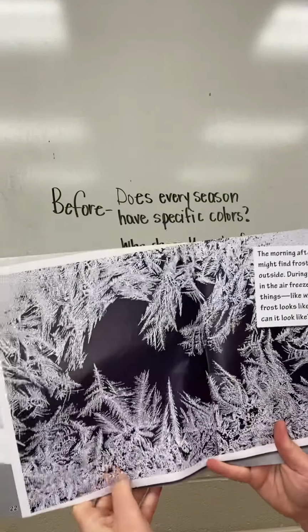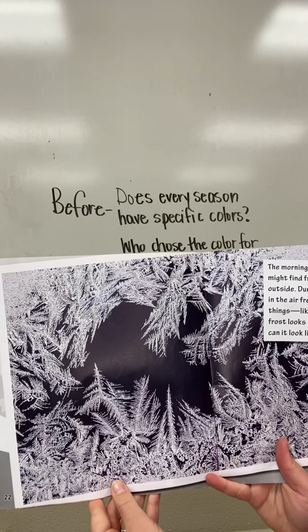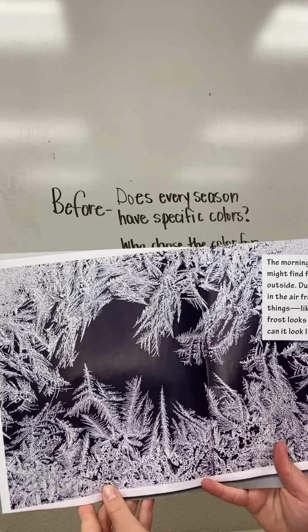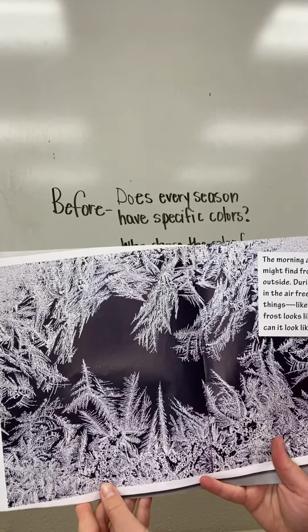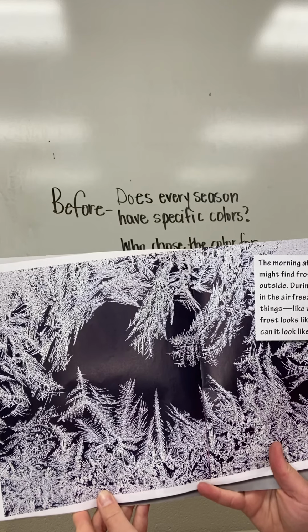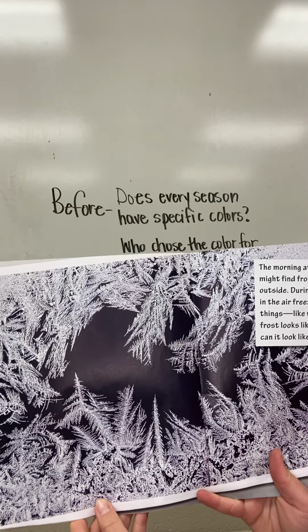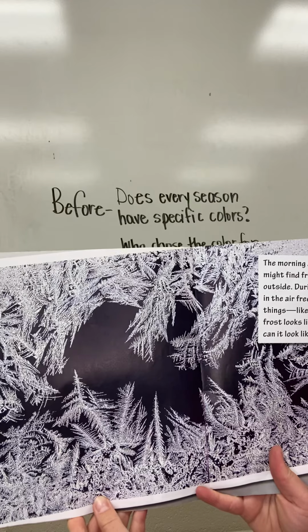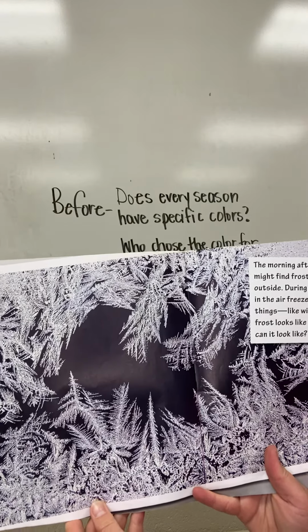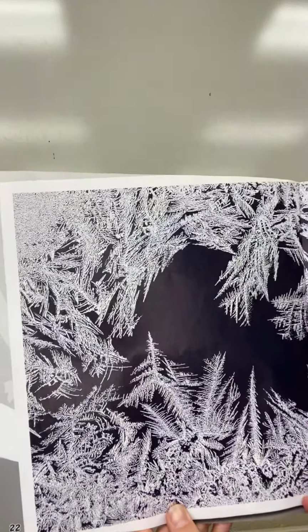The morning after a chilly night, you might find frosty white patterns outside. During fall nights, moisture in the air freezes and sticks to things, like windows. Sometimes frost looks like feathers. What else can it look like?